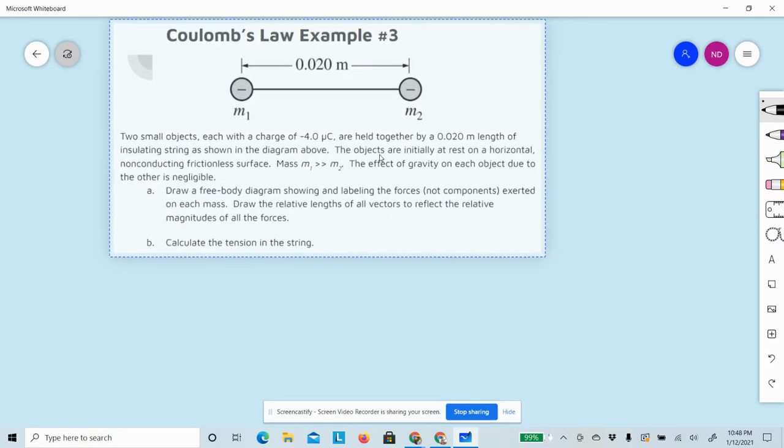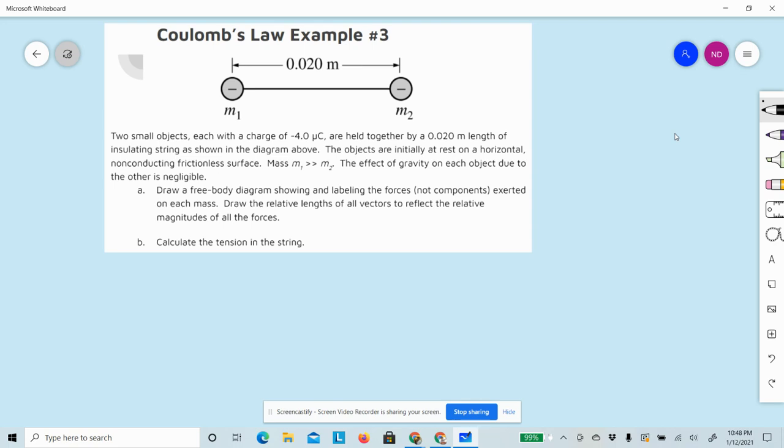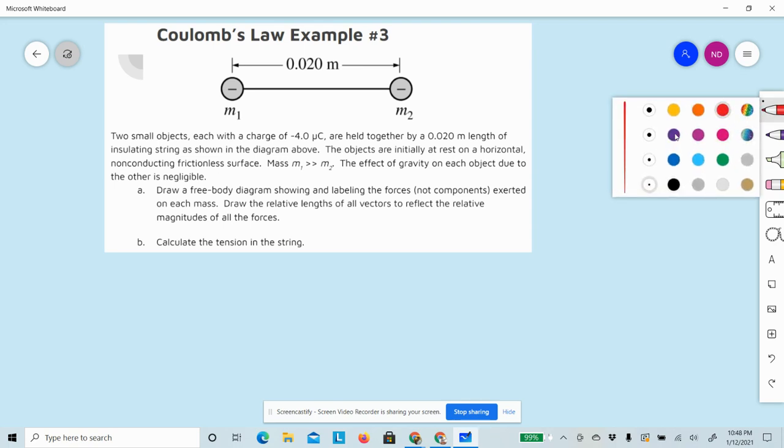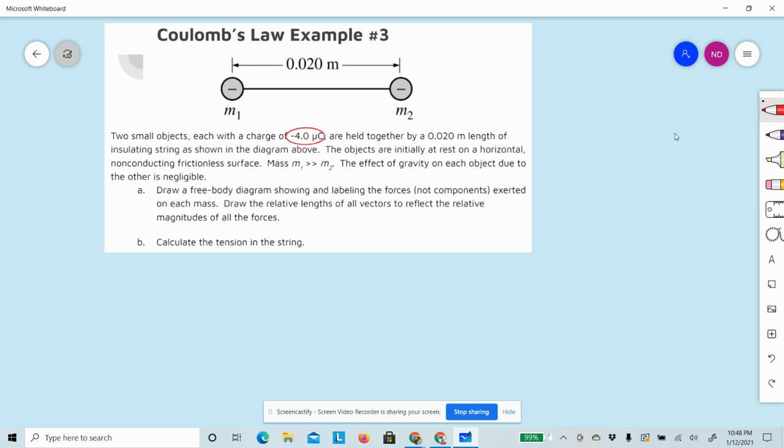All right. Next Coulomb's law problem. A lot going on here. Two small objects, each with a charge of -4 microcoulombs. So some language we have to pay attention to. Microcoulombs. -4 microcoulombs. That means -4 times 10 to the -6th coulombs, are held together by a 0.200 meter length of insulating string shown right there.